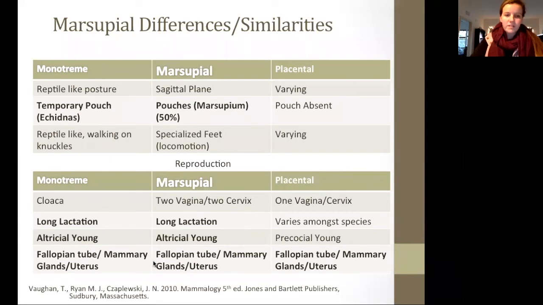And then, of course, on the board, we see the fallopian tubes, the mammary glands, and the uterus. They also are involved in suckling, like I said, all mammals do this. However, they do have nipples, unlike our monotremes. And actually, they have quite a few, ranging from about 2 to 27. So quite a few, a little bit different than the monotremes or placentals.